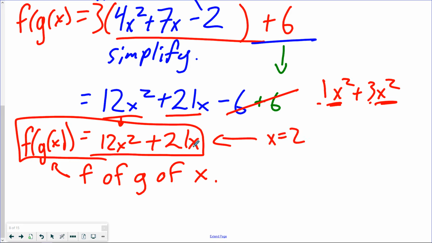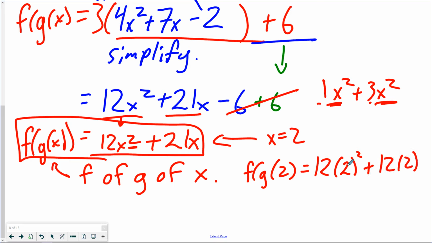So that's what we're going to go ahead and do. So f of g of 2 is going to be equal to 12. Where the x is, we're plugging in 2, so times 2 squared. This is the big mistake people make, is they forget the squared. Plus 12 times 2. So 2 squared is 4, times 12 is 48, plus 2 times 12 is 24. And then we add, so that's 2, carry the 1, 6 plus 1 is 7. So that's 72.